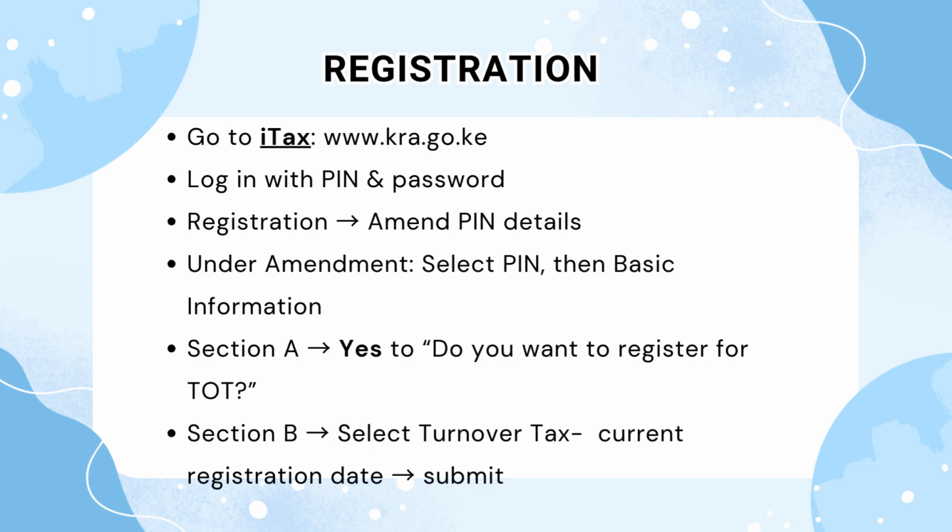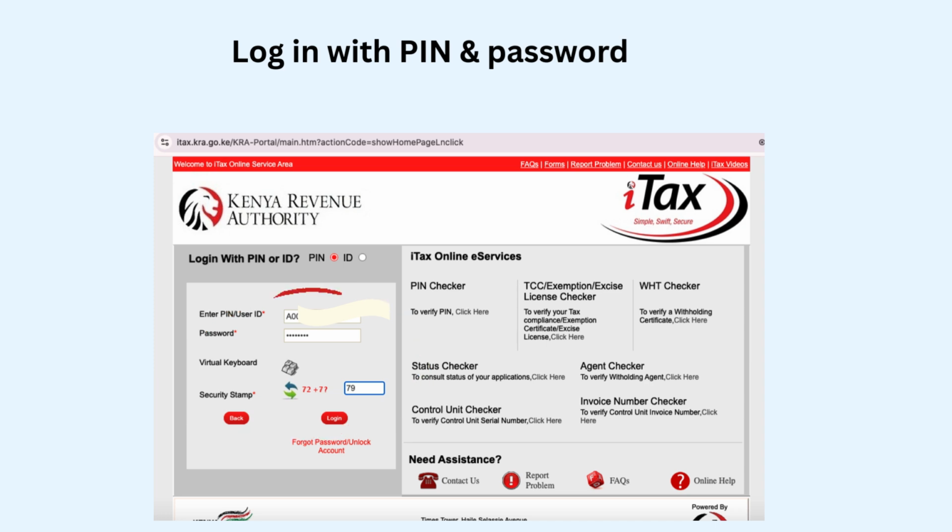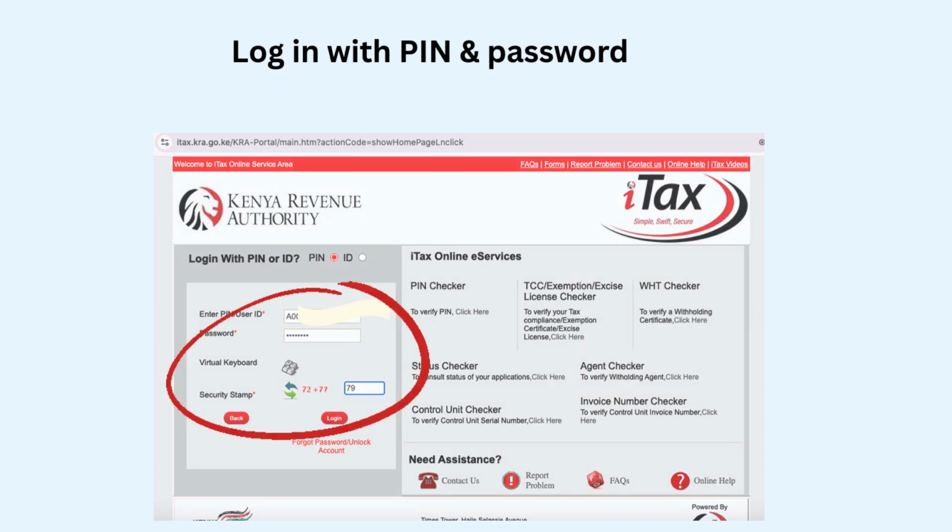So now before you pay for TOT, your business must be registered for TOT first. So here is a simple step-by-step guide on how to register for TOT. So first thing you do, go to the iTax website. That is www.kra.go.ke. And then you log in using your KRA PIN and your password.